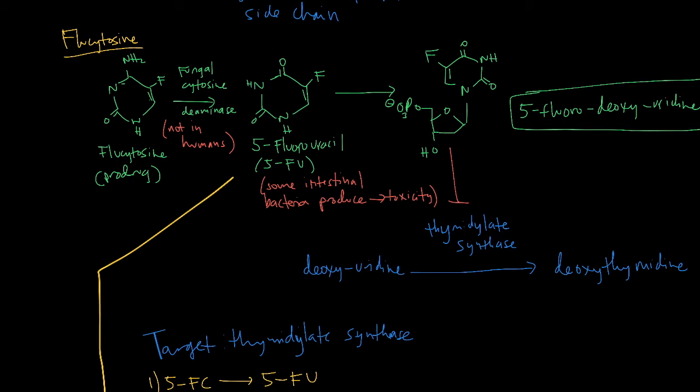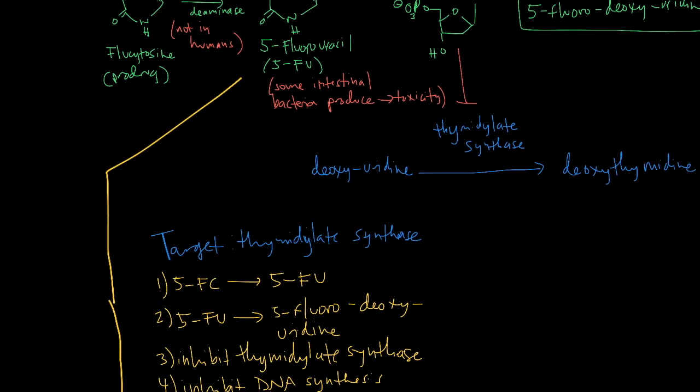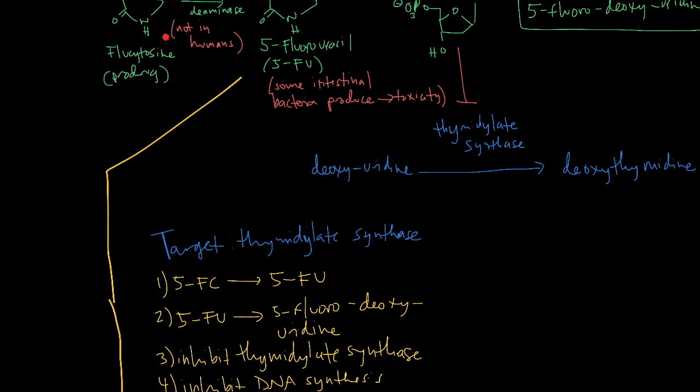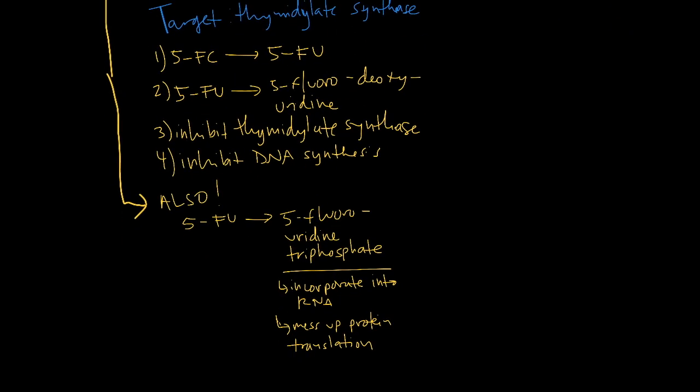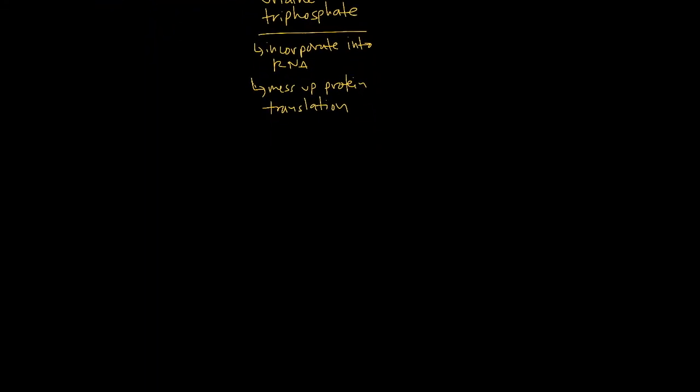Anyways, so there are 2 pathways by which flucytosine acts. Number 1, flucytosine is converted ultimately into 5-fluorodeoxyuridine, which inhibits thymidylate synthase, and if you inhibit thymidylate synthase, you inhibit DNA formation. Second pathway, flucytosine is converted into 5-fluorouracil, and 5-fluorouracil is converted to 5-fluorouridine triphosphate, and this is incorporated into RNA, and this messes up protein translation.